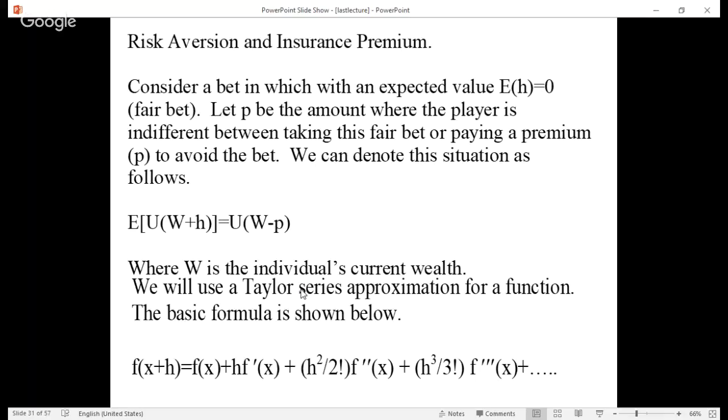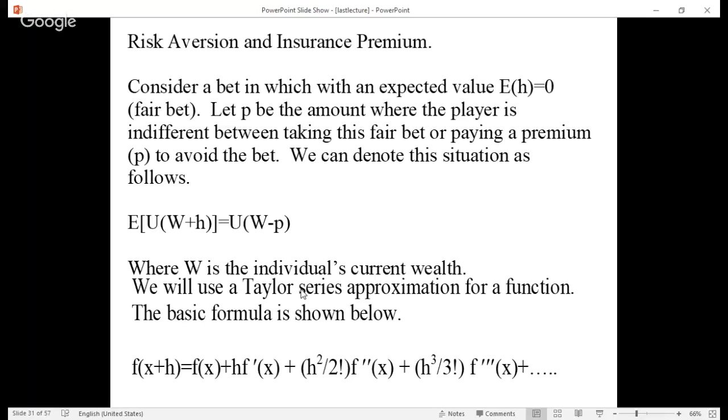So let's talk about insurance premiums. To do this, I have to either remind you or introduce the concept of a Taylor series expansion or approximation. So let's start. Consider a fair bet, sort of like we did in the graph, of H. So you either win H or lose H, so the expected value of the bet is 0. I'm going to let P be the amount where the player is indifferent between taking the fair bet or paying a premium. So P would be the premium where he's indifferent between taking insurance or taking the fair bet.